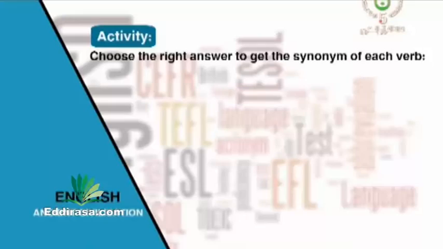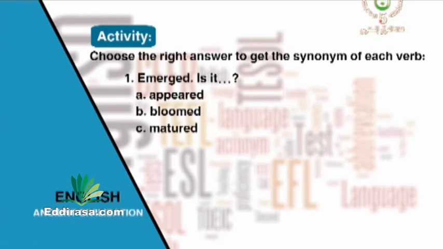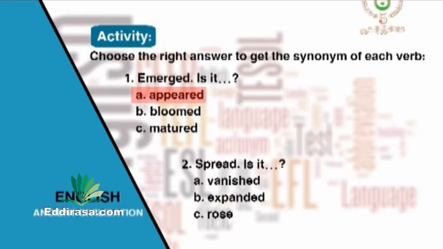Choose the right answer to get the synonym of each verb. The first one, emerged. Is it appeared, bloomed, or matured? Right, it is appeared, because bloomed and matured are synonyms of spread. The second word, spread. Is it vanished, expanded, or rose? Right, it is expanded, because vanished is a synonym of collapsed, and rose a synonym of emerged.